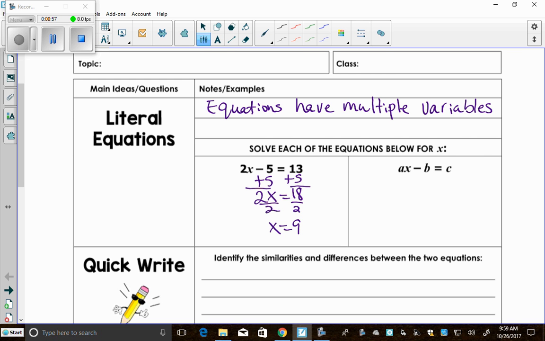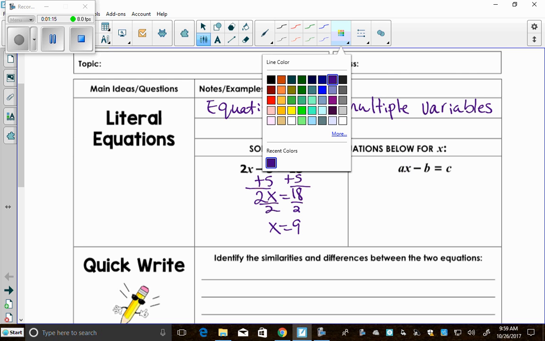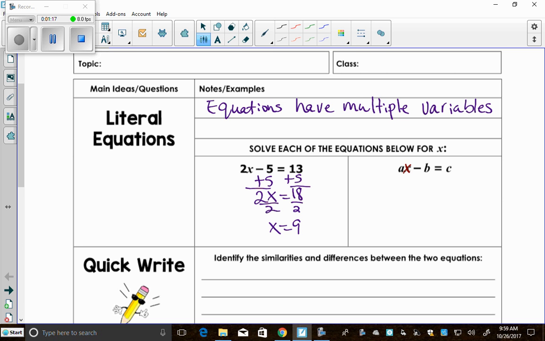Well, look at the next one. In ax minus b equals c, the a represents 2, the b represents 5. I'm going to do the same steps. Here I added 5 to each side. Remember, I'm trying to isolate the x. So I'm going to add b to each side. Now, c and b, they're not like terms, so we're going to bring them down as c plus b, or b plus c. The order doesn't matter there.